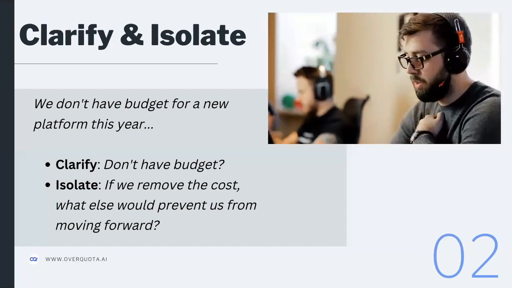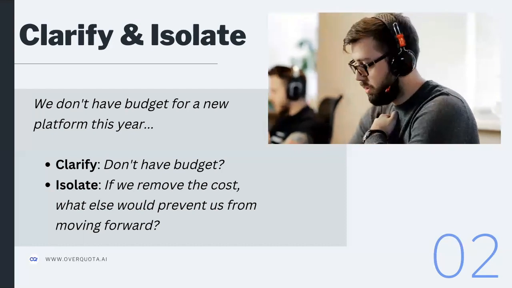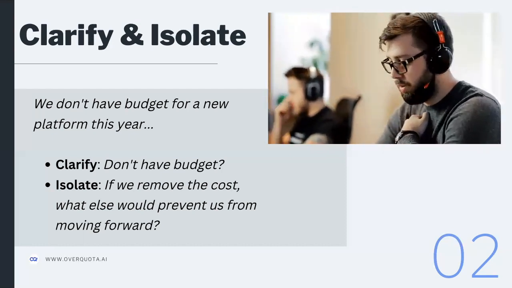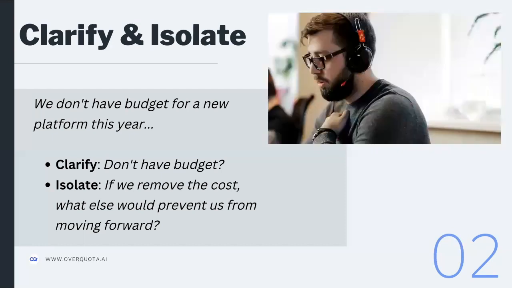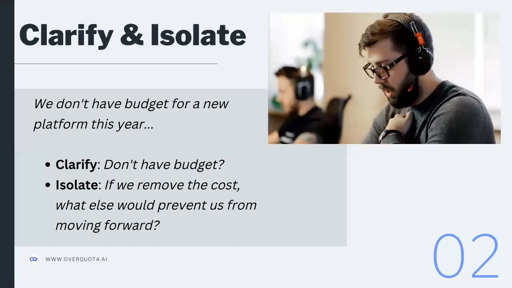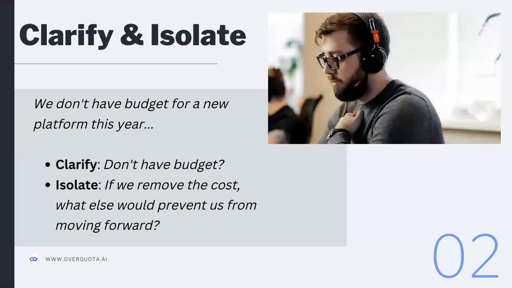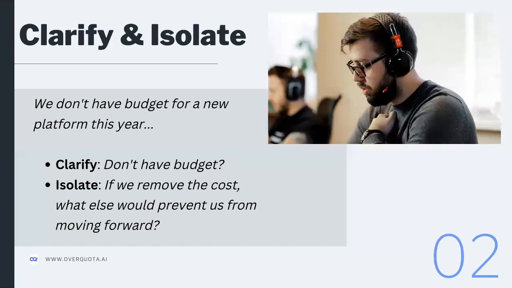A clarifying question here would be, "Don't have budget?" This will prompt the buyer to share a few more details related to their budget concern. Then you need to isolate. If we were to remove the cost, what else would prevent us from moving forward? By clarifying and isolating, you pull out any underlying reasons behind the objection.